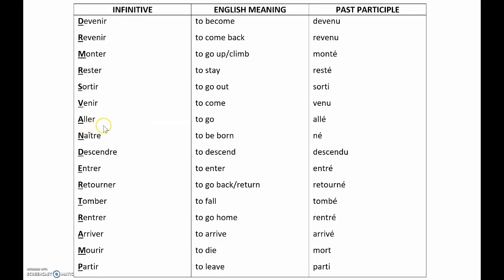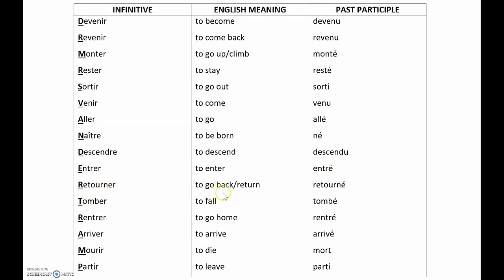Aller, we know this verb well, it means to go, and as a past participle, it becomes allé, E with an accent. Naître means to be born, and it becomes né, N, E with an accent. Nice and short and simple. Descendre means to descend, and it becomes descendu as a past participle. Entrer means to enter, and it becomes entré in the past tense.